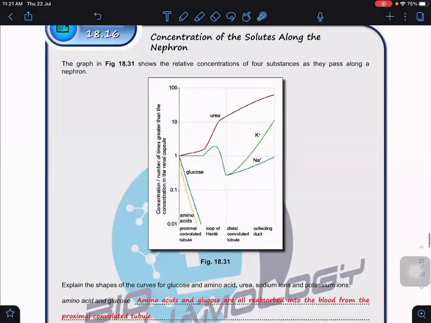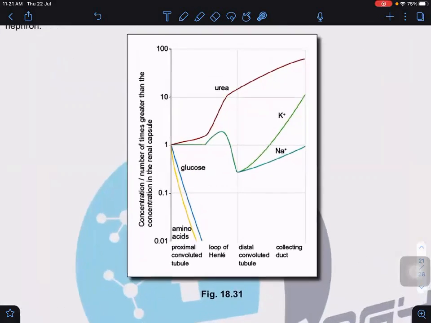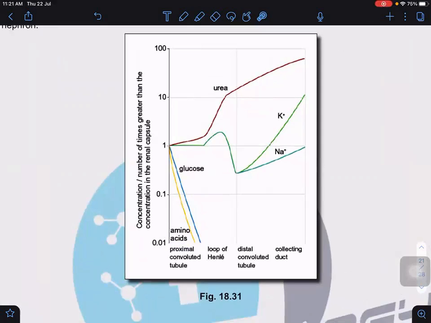Okay, first of all, look at the amino acid and glucose. Both of them, right? So the relative concentration, you can see that it is almost zero concentration. Why? Because in a healthy person, amino acid and glucose will be completely reabsorbed at the PCT.